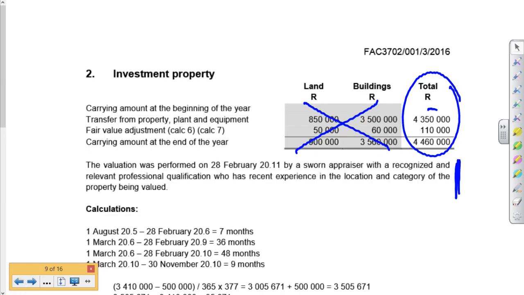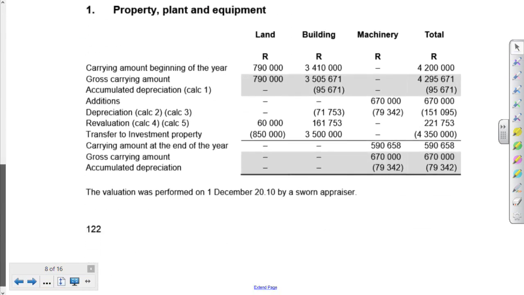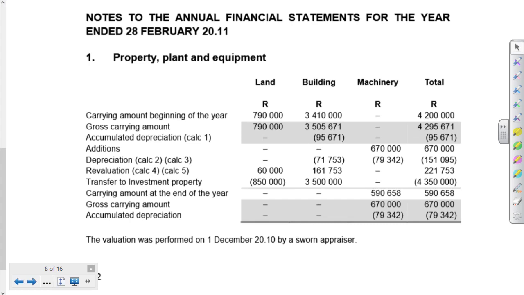This is the investment property note. Let's start off with the PPE note. Here's the PPE note. So you see it starts with building of 3410, and they've got a gross carrying amount and an ACDEP. You needed to have worked backwards to get those numbers. There's the depreciation, the reval, and then the transfer out, which should both have brackets, to investment property.